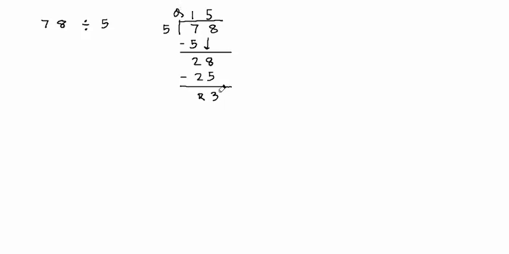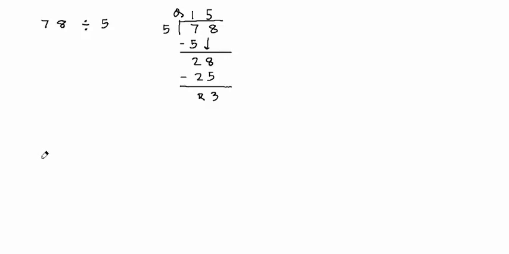Note that the remainder is always going to be less than the divisor. If you have a remainder that's equal to or larger than the divisor, then either you should continue doing the division or you made a mistake somewhere. So go back and check your steps.